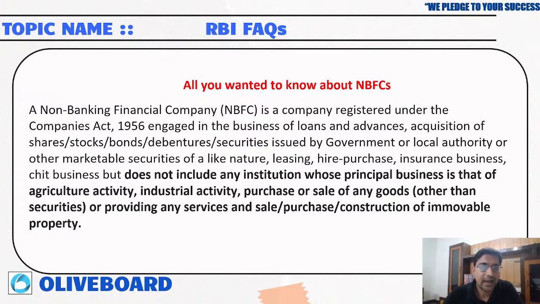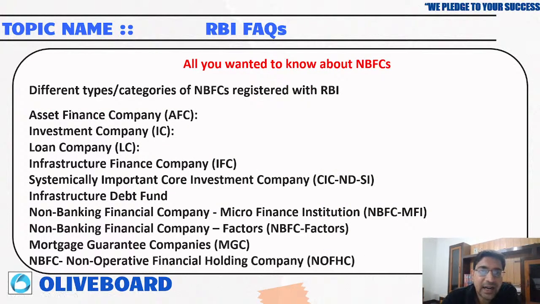So, an NBFC is a company registered under the Companies Act of 1956, engaged in the business of loans and advances, acquisition of shares, stocks, bonds, debentures, securities issued by the government or local authority or other marketable securities, leasing, hire purchase, insurance business. But it does not include any institution whose principal business is agriculture or industrial activity, or purchase or sale of any goods other than securities, or providing any service, or sale, purchase or construction of immovable property. Okay, so, different types of NBFCs.